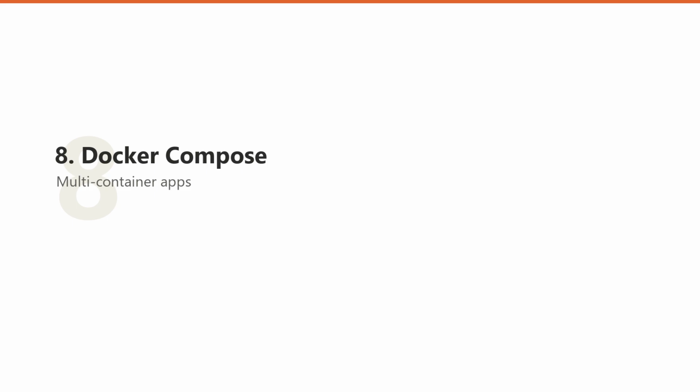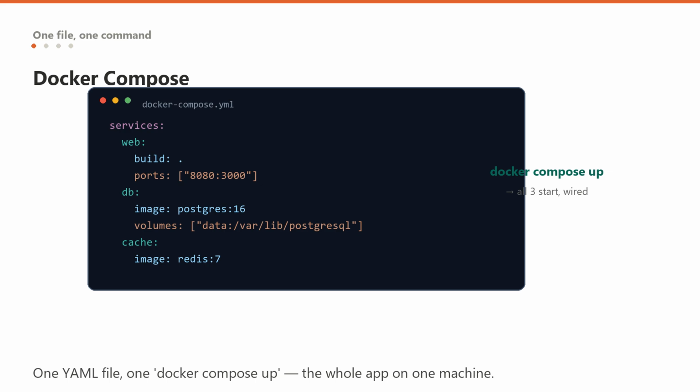Concept 8. Docker Compose. Real applications aren't one container, there are several: a web server, a database, a cache. Starting and wiring those up by hand is tedious. Docker Compose fixes that. You describe your whole application, every service, its image, ports, volumes, and networks in a single YAML file, docker-compose.yml. Then one command, docker compose up, starts everything connected and configured. It's the easy way to run a multi-container app on a single machine, and it's perfect for local development.